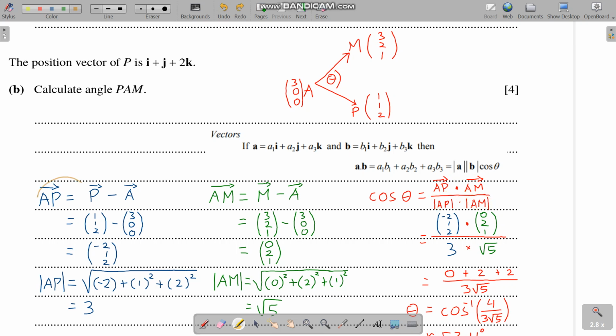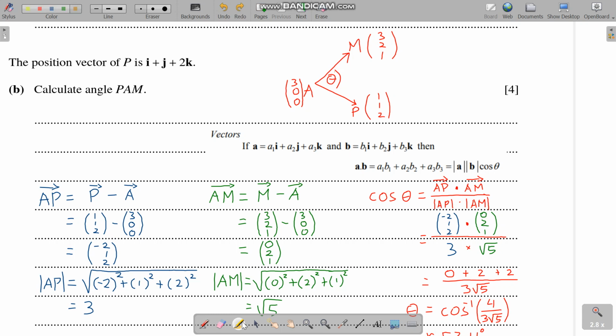So that means we need the vector AP, vector AM, magnitude of AP, and magnitude of AM. To find the vector AP, we do coordinates of P minus coordinates of A. So P is (1, 1, 2), A is (3, 0, 0), subtract: 1 minus 3, 1 minus 0, 2 minus 0. We get the vector AP. To find the magnitude of the vector AP, we do the square root of each component squared. So squared, squared, squared, we have 4, 1, 4, so that's 9. Square root of 9 is 3.